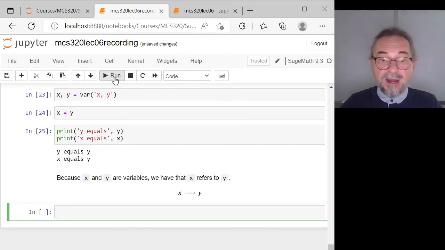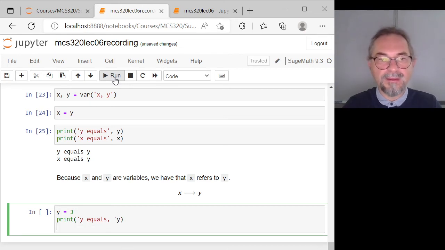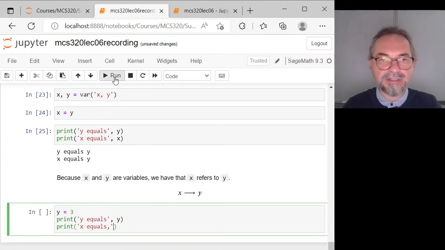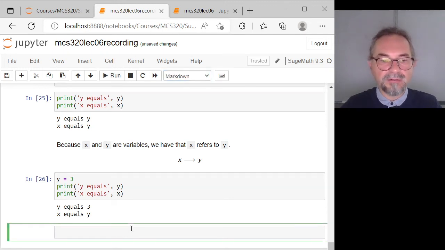Okay, so what happens now if I assign y to 3? Let me do the same statements again. So y equals y, and here we will see 3. But what will we see when we do this with x? You see that x still equals y. So we have now the following situation.